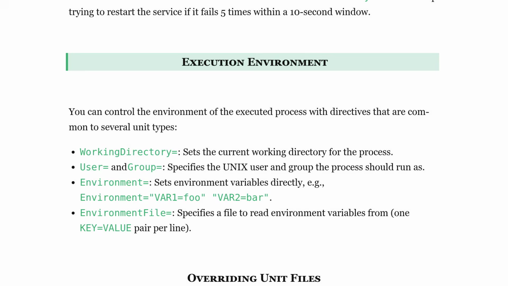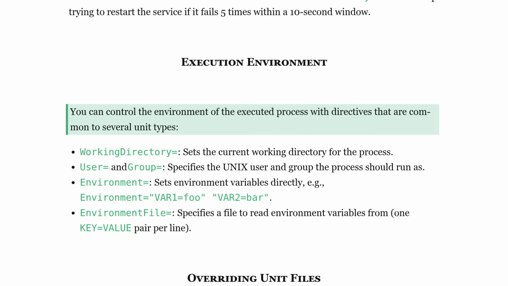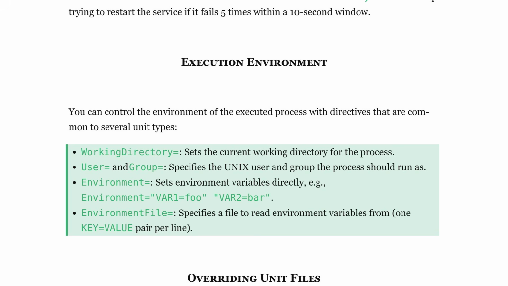Execution environment. You can control the environment of the executed process with directives that are common to several unit types. WorkingDirectory sets the current working directory for the process. User and Group specify the Unix user and group the process should run as. Environment sets environment variables directly, for example, Environment="VAR1=foo" "VAR2=bar". EnvironmentFile specifies a file to read environment variables from, one key=value pair per line.